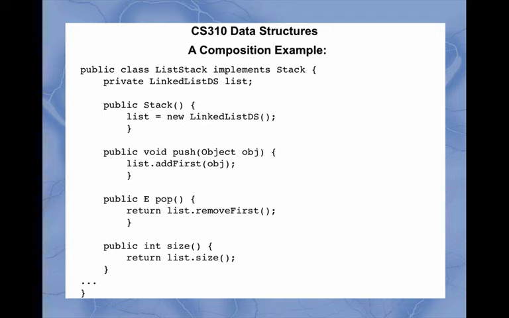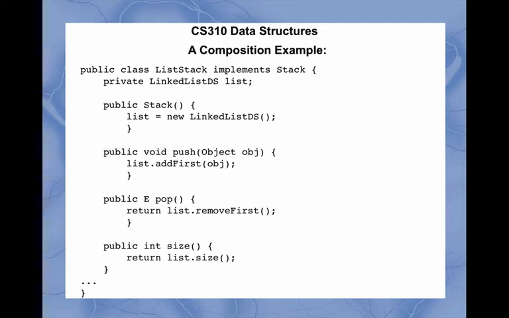So in the constructor, we make a new linked list. We have our standard methods push, pop, size, and the rest of them, except there's no linked list code inside of this stack, this list stack. There are no nodes, there are no manipulations of lists, only method calls on the existing class. Thus, you can use composition to build new things.